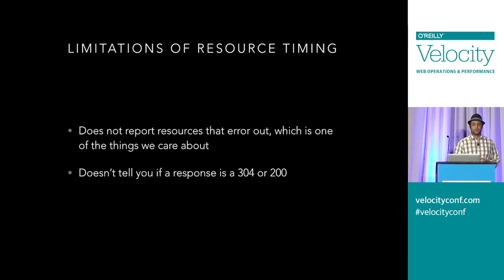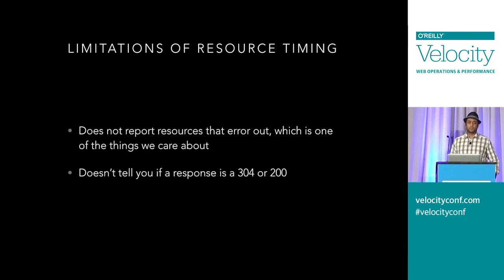The biggest one is it doesn't report on errors. So if a resource returned a 404 or 403 or 500 or timed out, we don't know about that. This is actually a problem because one of the things we care about is which of those resources was causing our page to take a long time to load. So if our page took 30 seconds and 20 seconds of that was spent waiting for a particular image that timed out, we want to know that. But that doesn't actually show up in resource timing. So we might want to get some changes to the actual API.